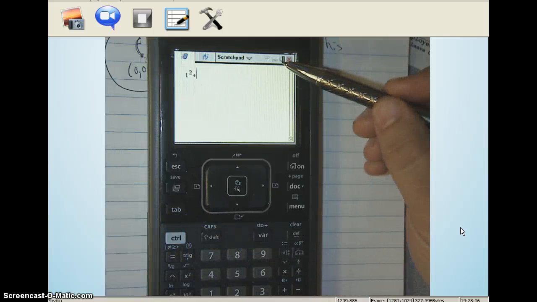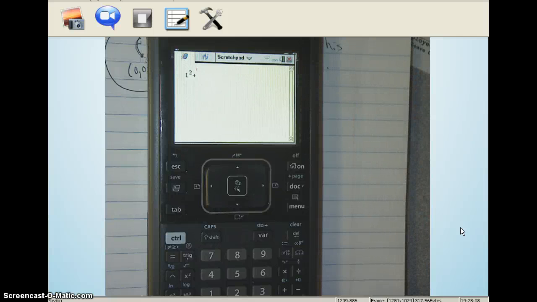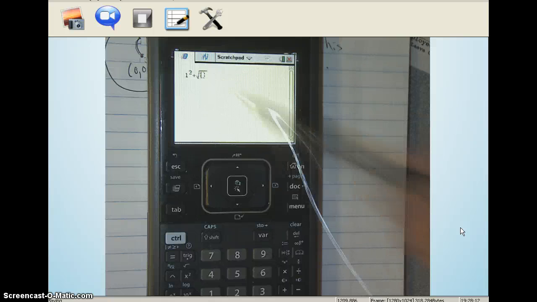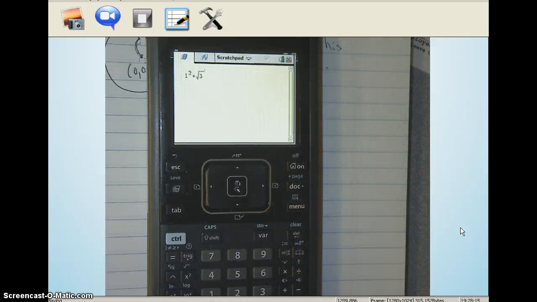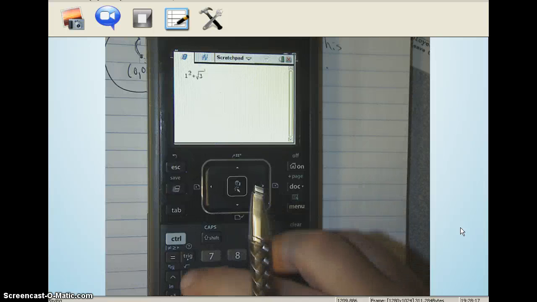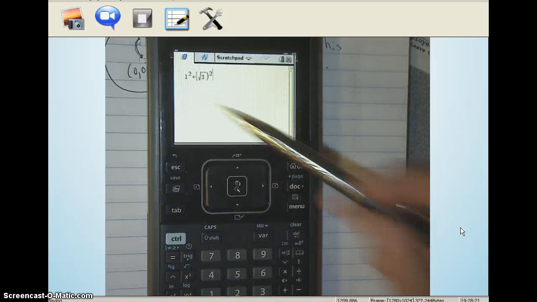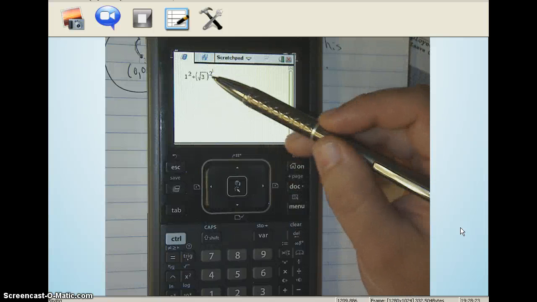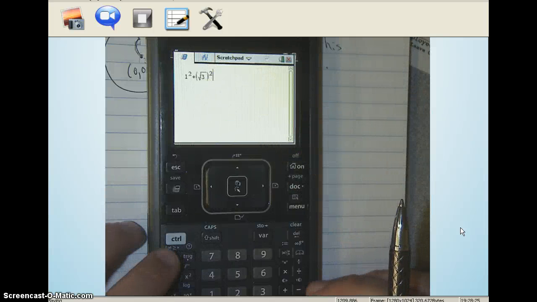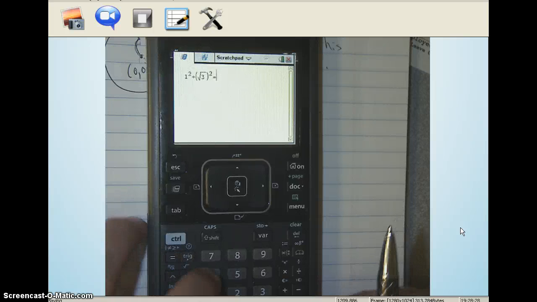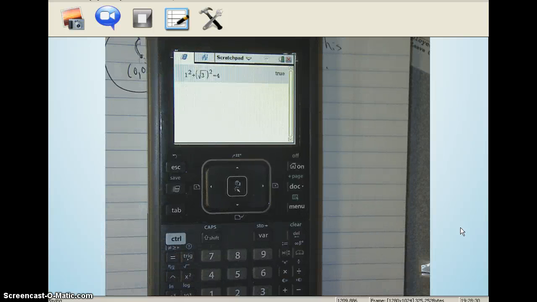I don't have to hold down Control. If I press Control, a little Control button comes up. And then I can hit that x squared button. And now I have my radical, so I can put the 3 inside. So that's the square root of 3, and then I put the square outside that. Notice that it automatically put it in parentheses for me to say square the square root of 3. And then I can say equal to 4. And I can just hit enter, and given that it's true, then I know that it is true.